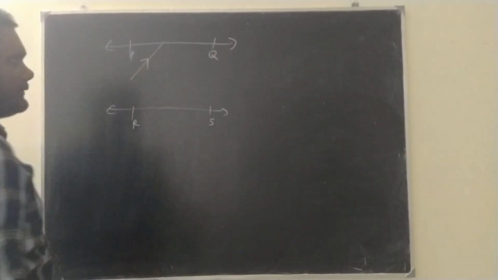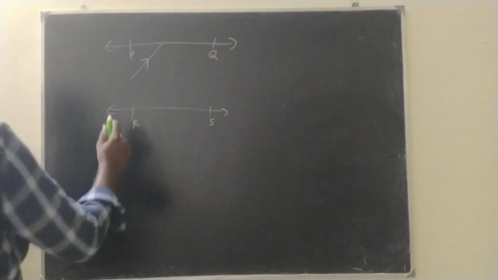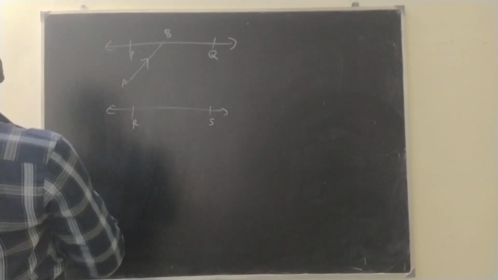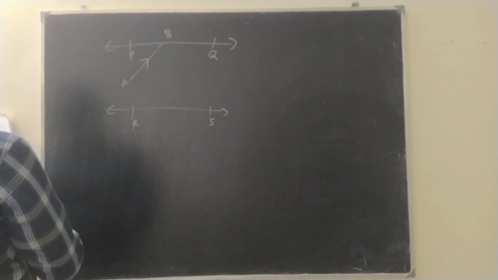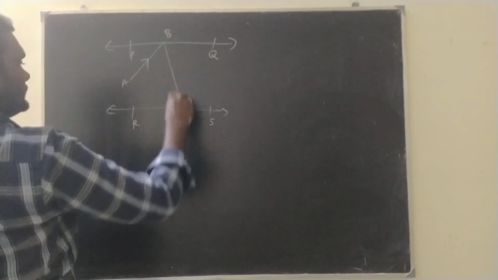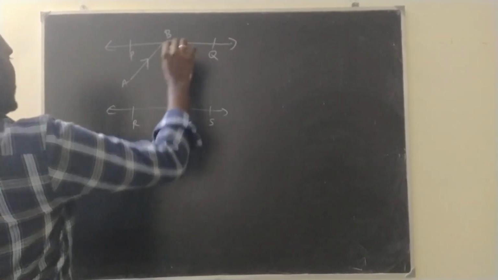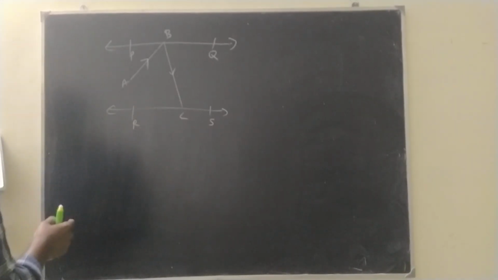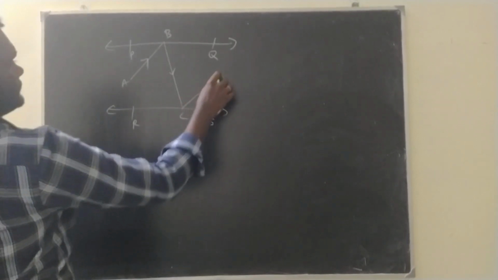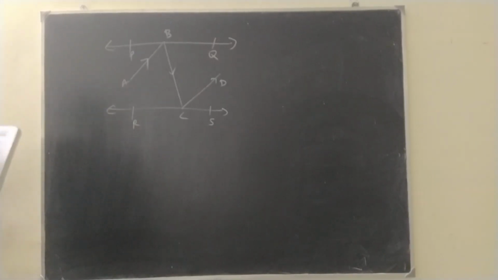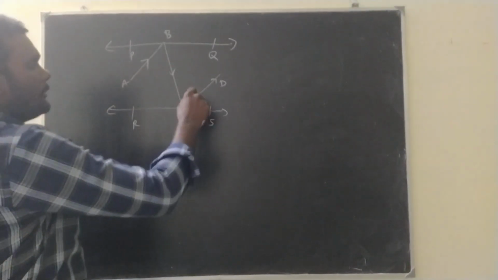Incident ray, you know about incident ray in physics. This is AB striking at the point B. The reflected ray moves along the path BC and strikes the mirror RS at C. In this way it is going, and again reflects back along CD. Then prove that AB is parallel to CD. This AB is parallel to CD, we need to prove.